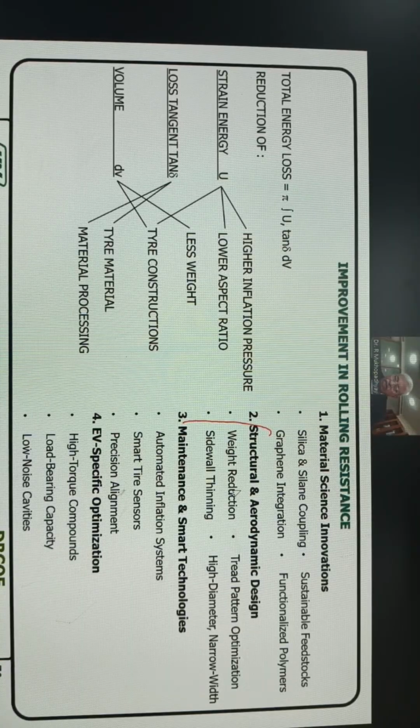Suppose the structural aerodynamic design, generally designed for weight reduction, sidewall thinning, shape pattern optimization, high diameter, narrow beam. If it maintains a smart, that means automated inflator system, that is a self-inflation technology, smart tap sensor and processing alignment. And EV specific, the high torque compounds, load bearing capacity, low noise cavity. These are how improvement in rolling resistance reductions.